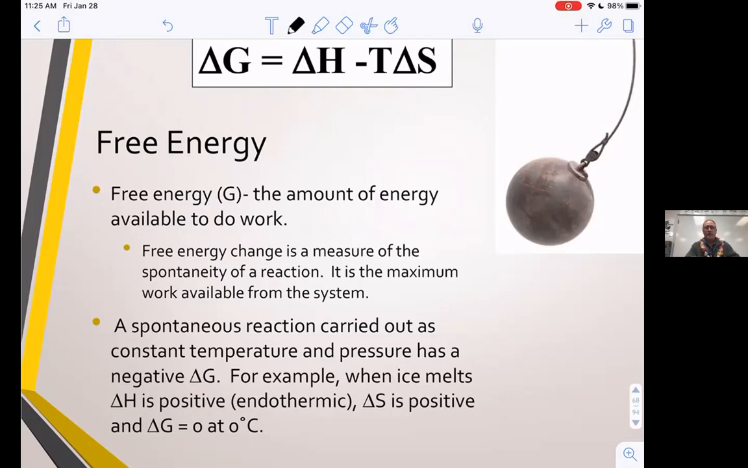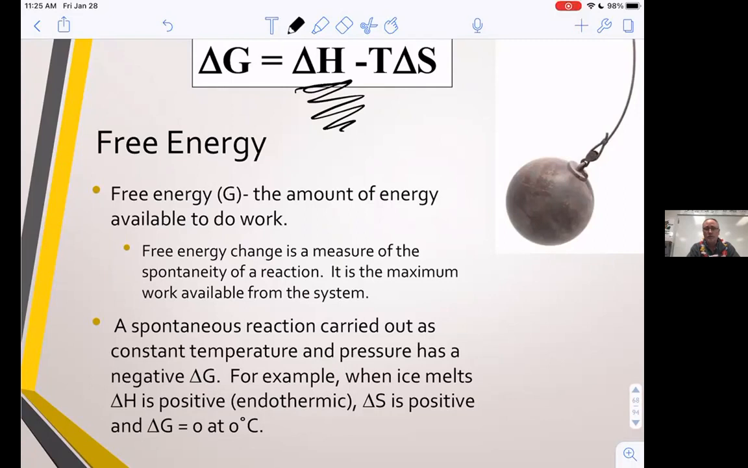If delta G is positive, then the reaction is not spontaneous and it needs additional energy in order to occur. When delta H is negative, it's very likely that delta G is also going to be negative. So things that give off energy are generally spontaneous, but not always. It depends on the temperature and on what the entropy value is.